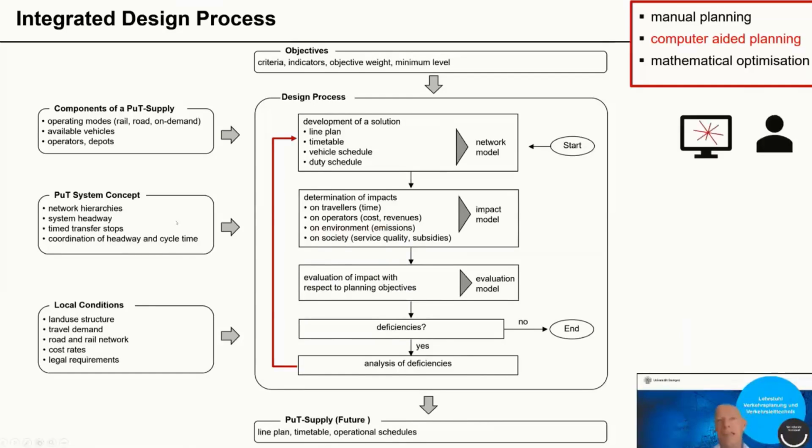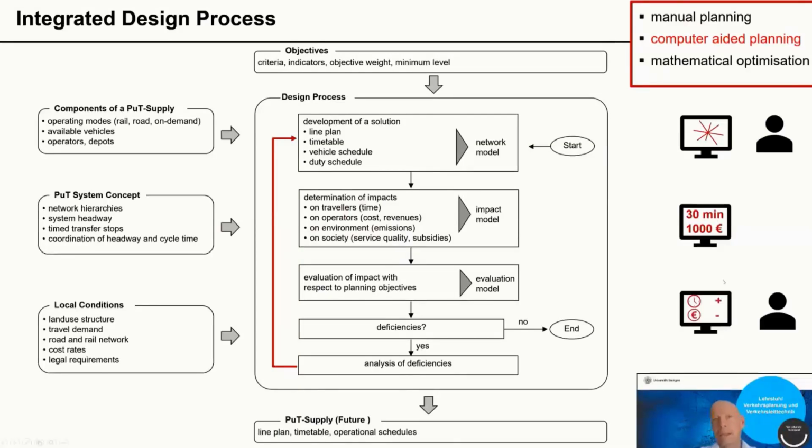By that, I mean that we use a computer screen, a computer program to input the data, especially the line plan and the timetable. So this is why you see here a computer and a human being. The human being is creative, has experience, and tries to develop a good solution. Then we have the second part, determination of impacts. That would give us, for example, travel time and operating costs. This is something which is done by the computer.